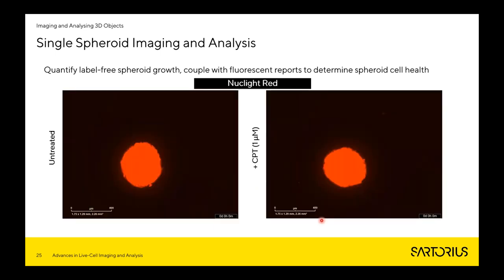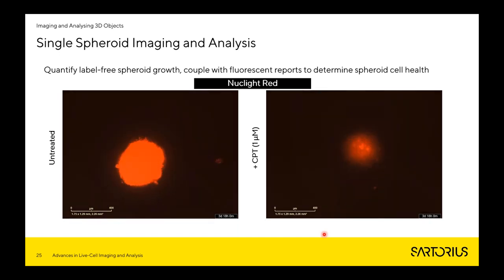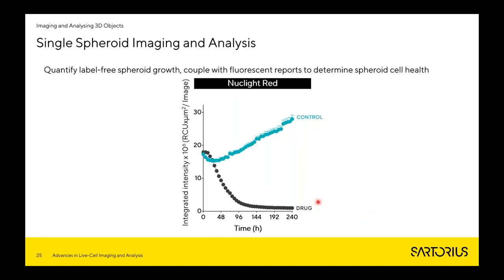We can also use our nuclide transduction, as I mentioned previously, as a marker of viability. So here we can see the untreated increase in size and intensity, whereas in the camptothecin treated, we see a very strong drop off in the signal intensity as those cells are being killed by the camptothecin. We can plot this as well, and we see quite clearly there is a loss of viability following drug treatment.